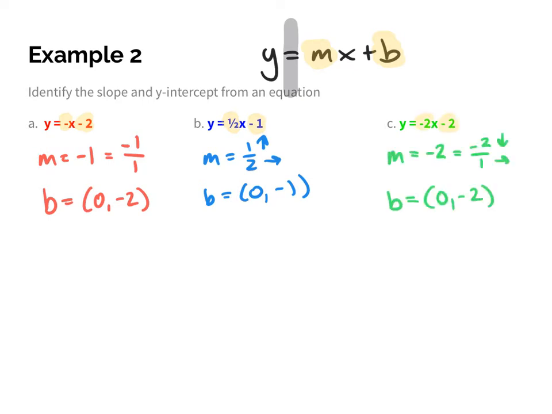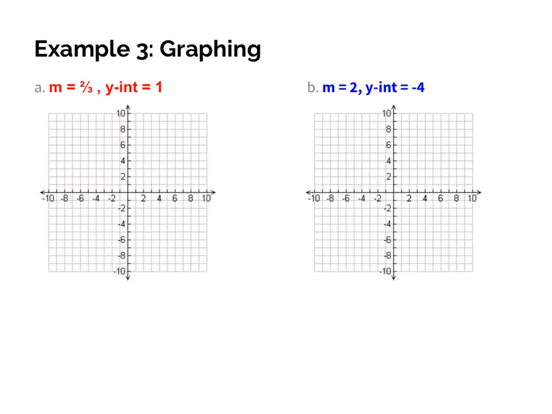All right, so you should get a slope of negative 2, which means negative 2 over 1, which again means down 2, right 1, and a y-intercept of negative 2. All right, so again, identifying them from the equation. Now once we know the pieces, it's time to graph.